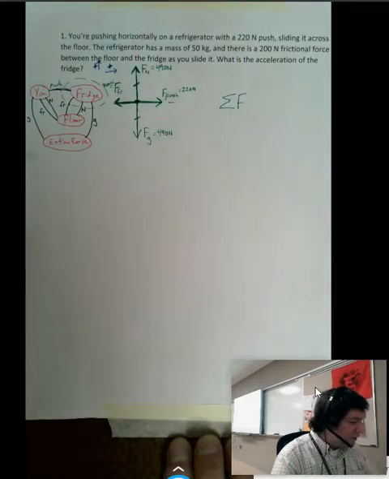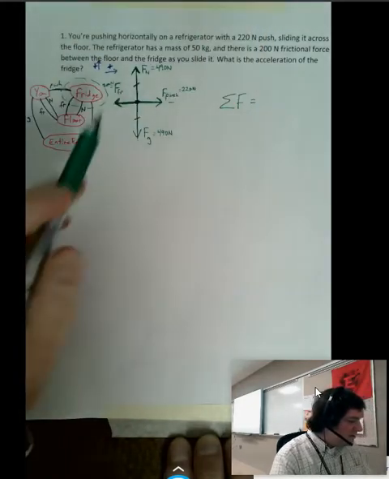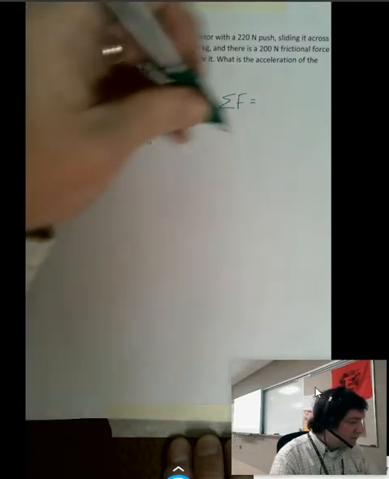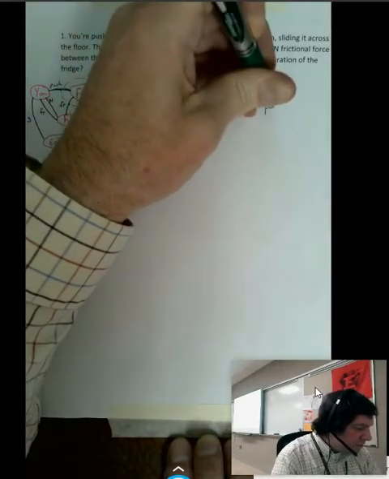sigma F, the sum of all the forces, the net force is the total. Well, these two add up to 0. I don't care about those. I'm just interested in the horizontal. So I've got a positive push and I've got a negative frictional force.